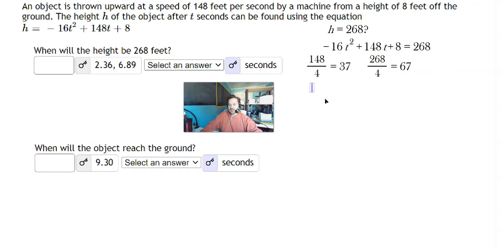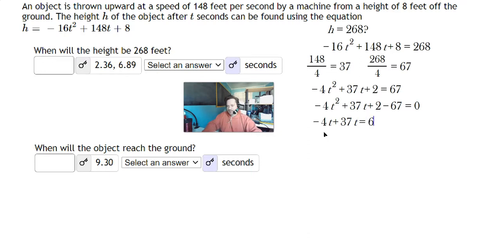So negative 16 divided by 4 is negative 4t squared. We've already seen just now that 148 divided by 4 is 37. 8 divided by 4 is 2, and then 268 divided by 4 is 67. The equation is simpler already. So now gather everything on one side. So negative 4t squared plus 37t plus 2 minus 67 is equal to 0. Okay, so negative 4t squared plus 37t minus 65 is equal to 0.